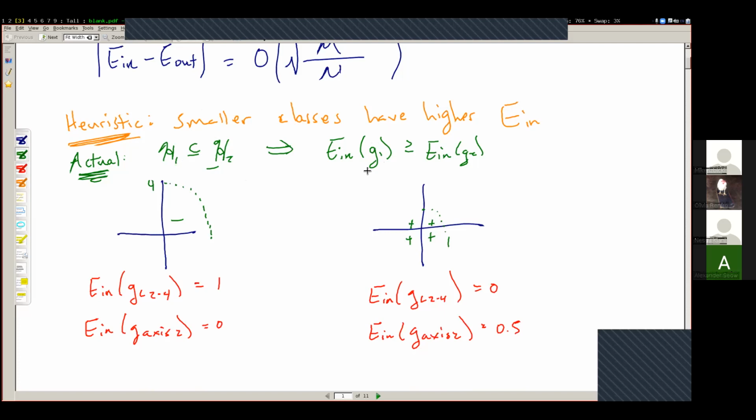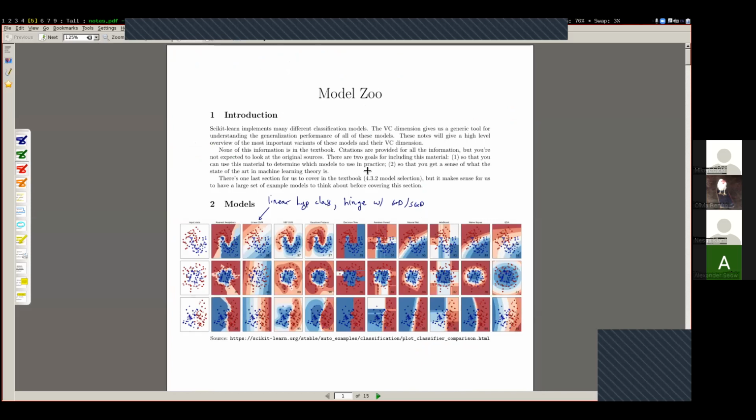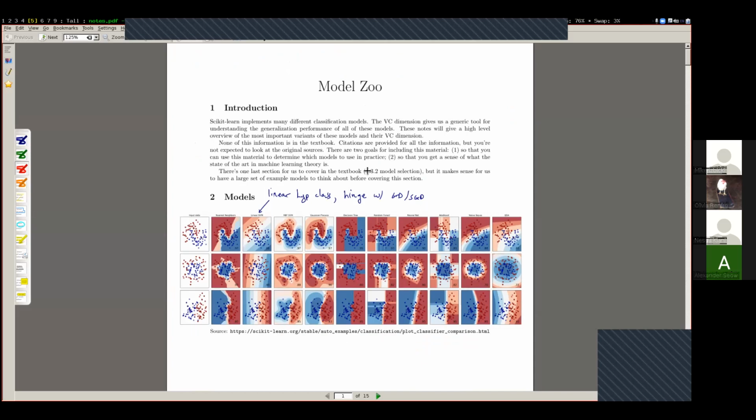Any questions about this problem? Okay, then we're going to move on to, again, talking about this model zoo set of notes. One of the things to keep in mind is that we're going to be talking about the VC dimension of many, many different hypothesis classes. That gives us the ability to tell what the generalization error is going to be. But it does not tell us what the training error is going to be. It does not tell us anything about the in-sample error.